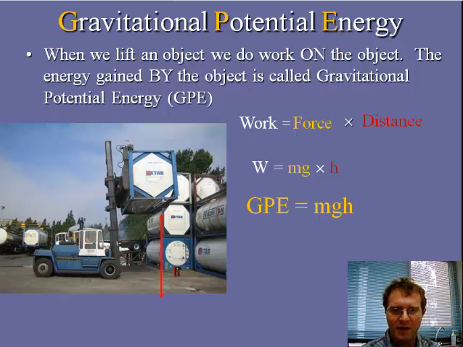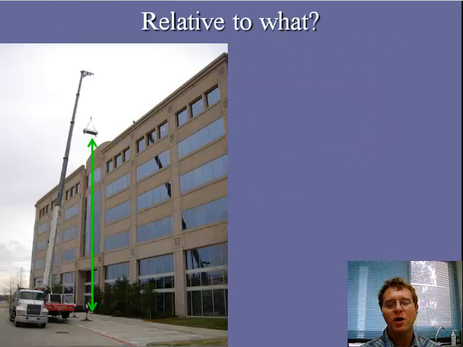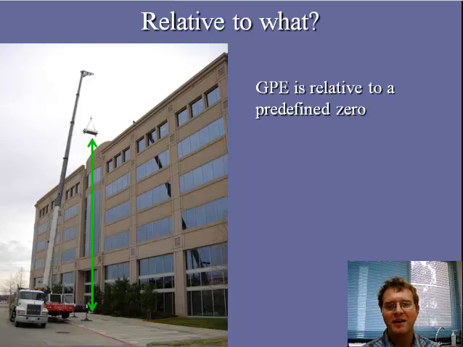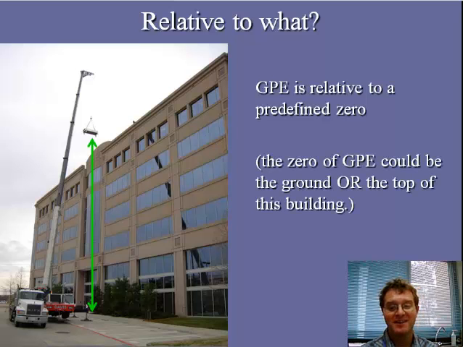Now another quick note here: relative to what? Well, as we think about height, gravitational potential energy is relative to a predefined zero. So wherever you want to allocate zero is going to be a point where there's zero energy. So the zero of GPE could be at the ground or it could be the top of the building. It just depends on the definition which you pick.